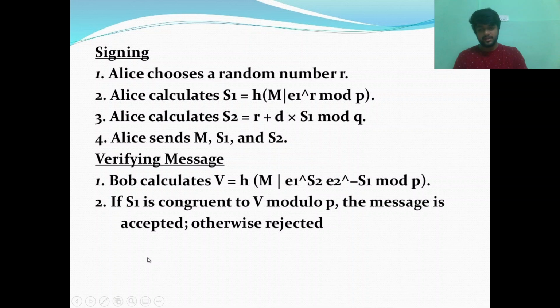So it is further elaborated as Alice uses a random number R. Alice calculates S1 = H(E1^R mod P), and Alice calculates S2 = (R + D·S1) mod Q. It is basically the diagram here, but in the algorithm kind of process. So it is useful for the learning part.